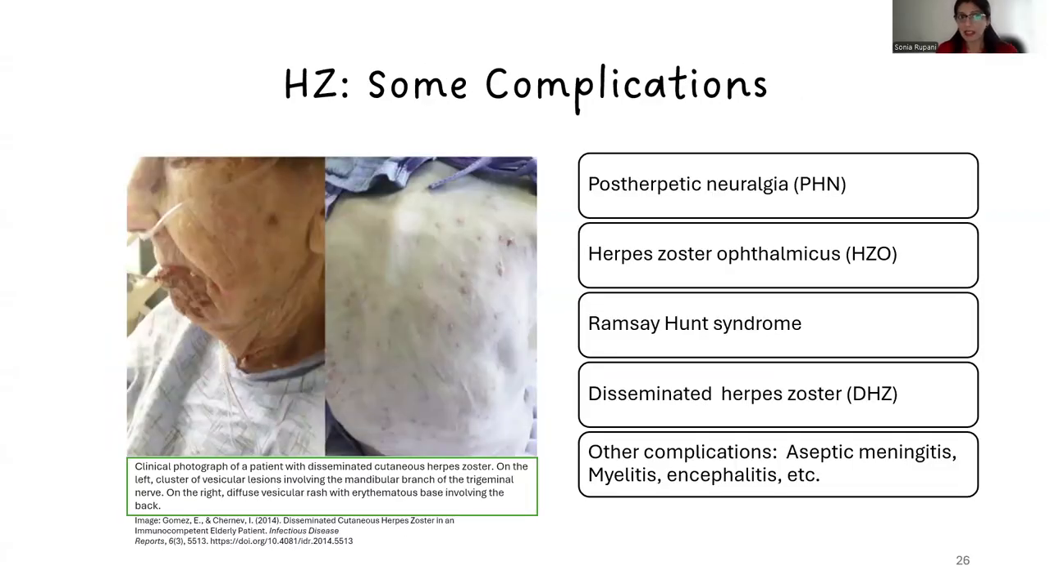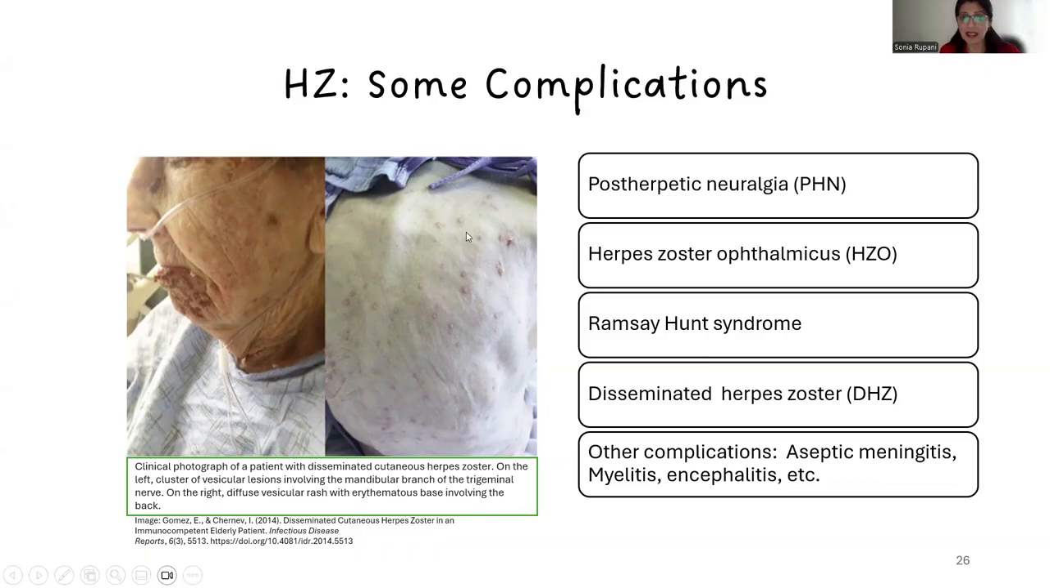So, some complications with herpes zoster: postherpetic neuralgia. I briefly mentioned that before. This is one of the most common ones. The herpes zoster ophthalmicus, or HZO. This is sight-threatening, very important. Ramsay Hunt syndrome, disseminated herpes zoster. And there are other complications like aseptic meningitis, myelitis, encephalitis. Like this patient over here.